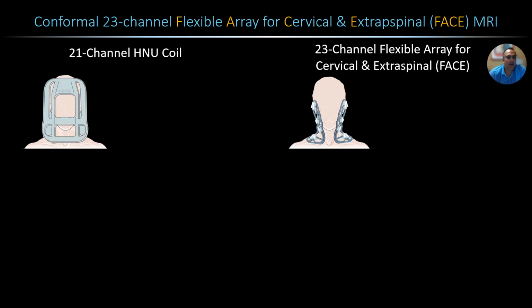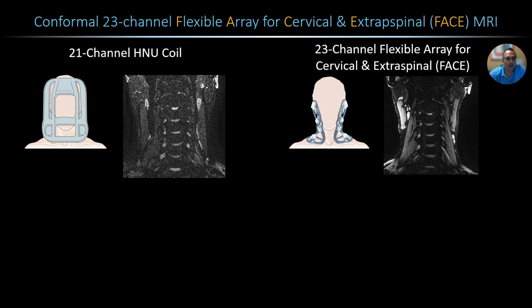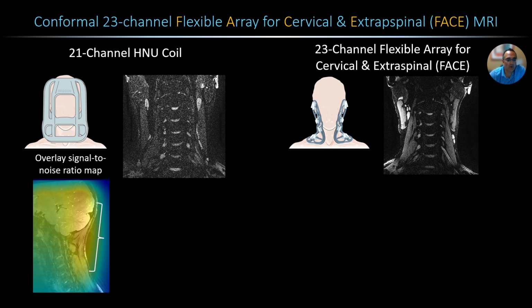I'd like to compare and contrast one standard commercial coil versus a prototype coil that I've helped develop here at the Hospital for Special Surgery. So on the left here is a schematic of a conventional 21-channel head and neck unit versus on the right a 23-channel coil we call the face. And here are images comparing the neck region using the same parameters. We can see a much higher signal-to-noise ratio on the right with the prototype coil.